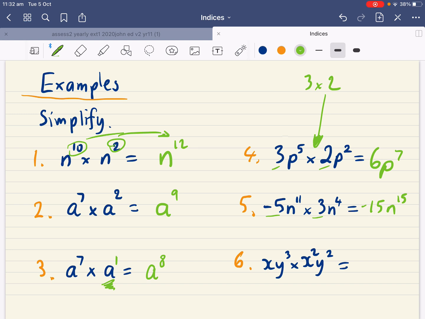And final one, here we have the x's and the y's both have indices above them. So we're going to need to use the index law twice, once for the x's, once for the y's. In this case, x times x squared is going to become x to the cubed. And here we have y cubed times y squared, right? Keep the base the same, add the powers, you get y to the power of 5.